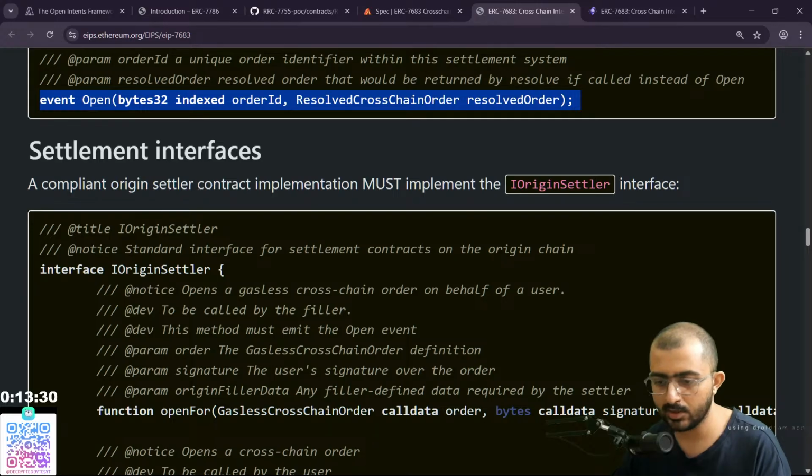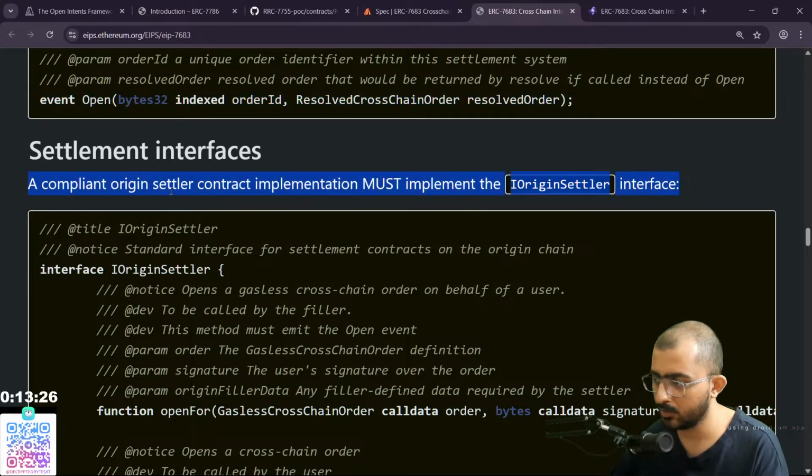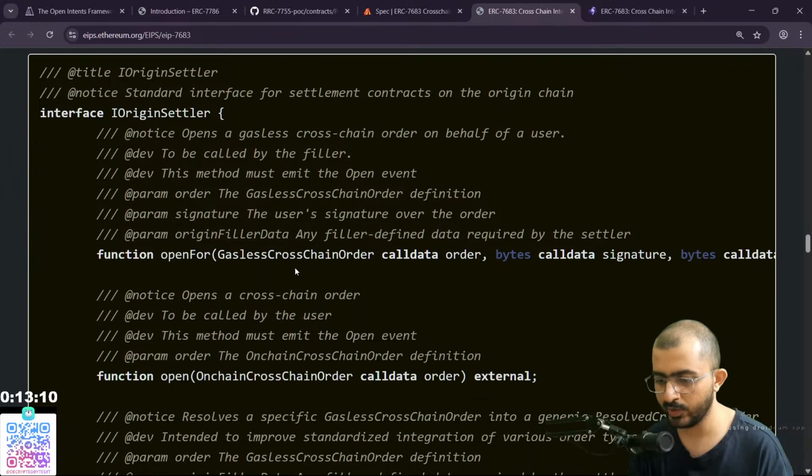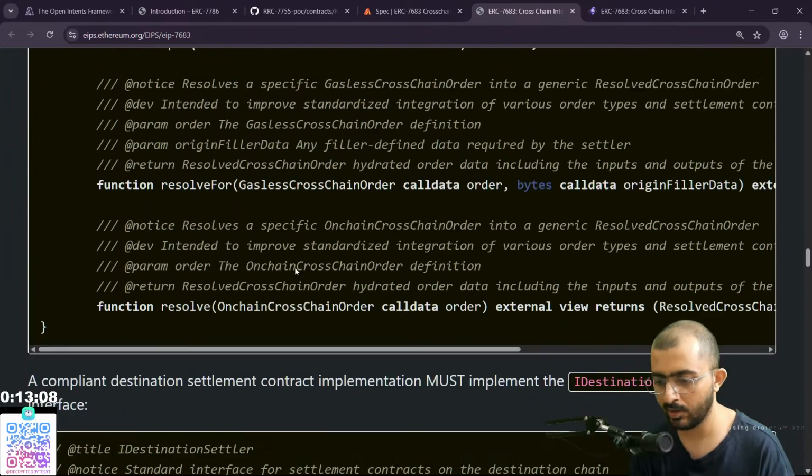Settlement interfaces. A compliant origin settler contract implementation must implement the IOriginSettler interface. Okay, so these functions should be there.